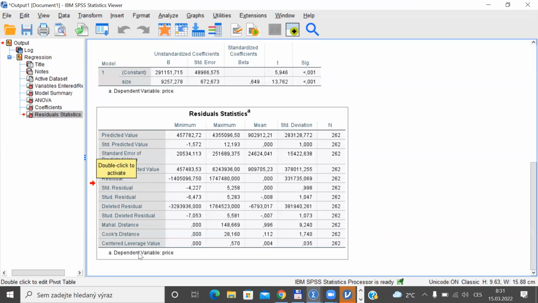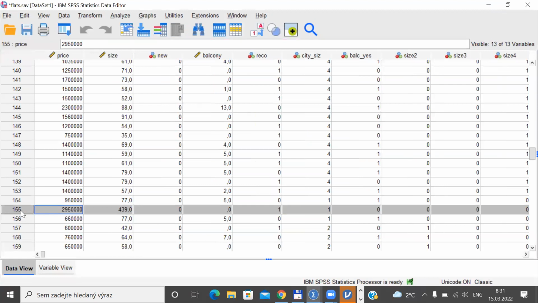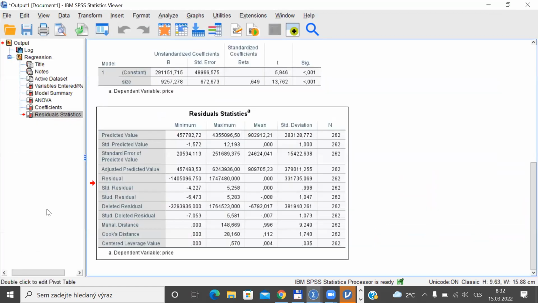So that's the first insight, how we can detect influentials in the SPSS environment. Once again, a very simple recommendation here: please try to take this case 155 outside of your analysis. And we know we can perform such an operation in SPSS by filtering or by definition of missing values. So these are two options. Here we are, and this is the first step, how we can detect influentials.